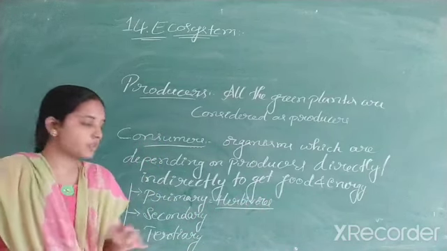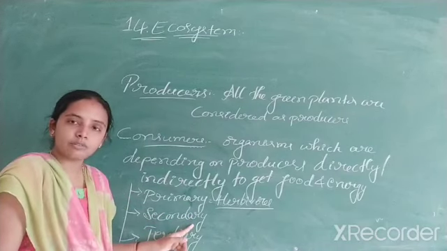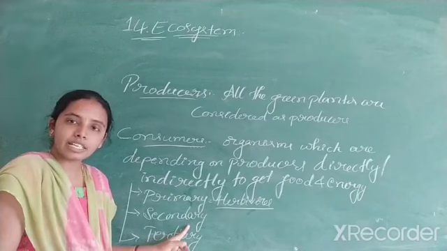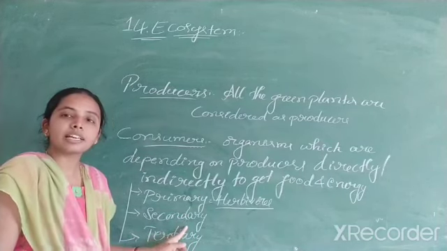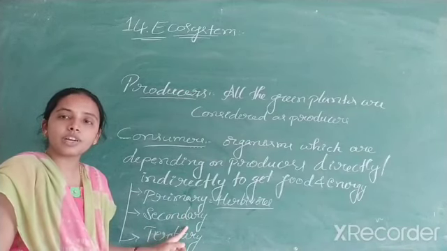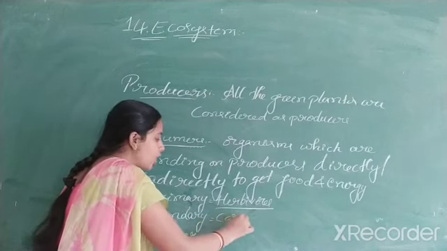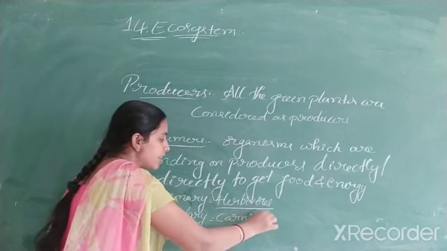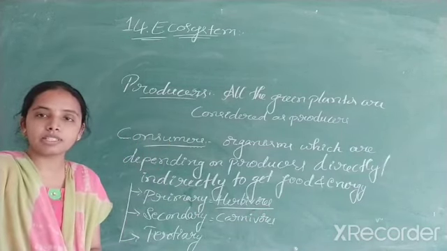The organisms which are depending on primary consumers to get food and energy are called secondary consumers. Those who feed on primary consumers, we have learned, are secondary consumers. They are called carnivores, that is, flesh eating animals.